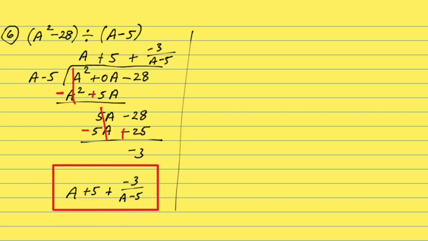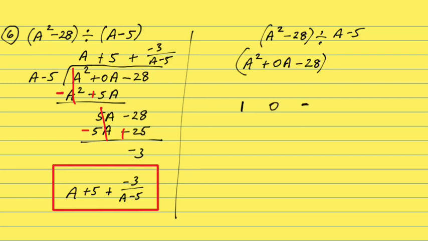Same thing I'm going to do over here, get the same answer, hopefully, with synthetic. A squared minus 28 is divided by a minus 5. All powers are not represented in decreasing power unless I do this. So now my coefficients are 1, 0, and negative 28. Leave a space, draw a line, make a box. What number makes this 0? 5. That's what goes in the box.